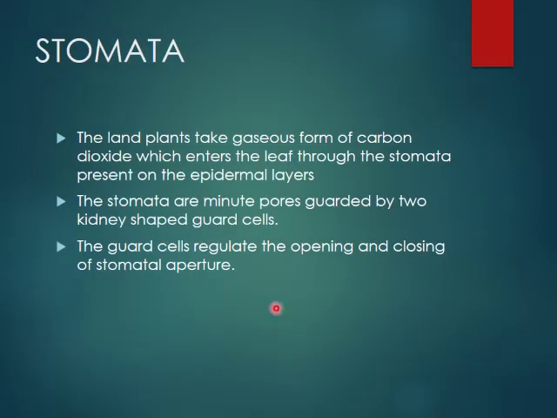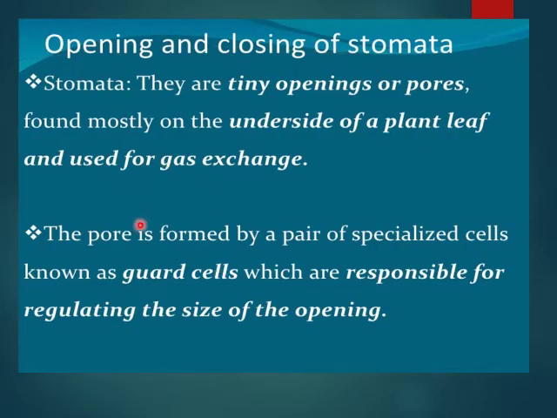Now we will talk about the stomata. The land plants take gaseous carbon dioxide, which enters the leaf through the stomata. So what are the stomata? These are the minute pores present on both surfaces of the leaf, but they are more present on the lower surface of the leaf, and are guarded by two kidney-shaped guard cells. The guard cells regulate the opening and closing of the stomatal aperture.